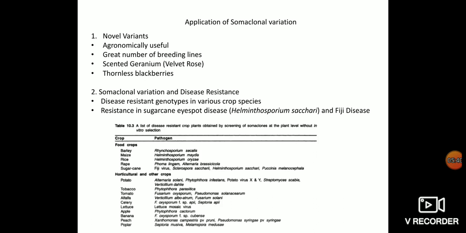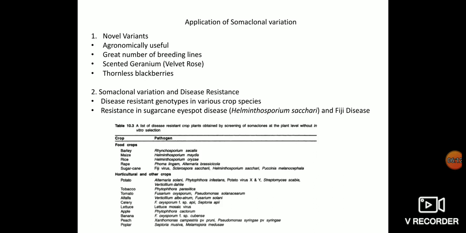The next one is about somoclonal variation and disease resistance. Okay, so we are creating disease resistant plants. The greater contribution of somoclonal variation towards plant improvement is developing disease resistant genotypes in various crop species. You can see nowadays all plants may be affected by certain viruses or pathogenic bacteria. Okay, so in order to rectify that, we need to create disease resistant plants.